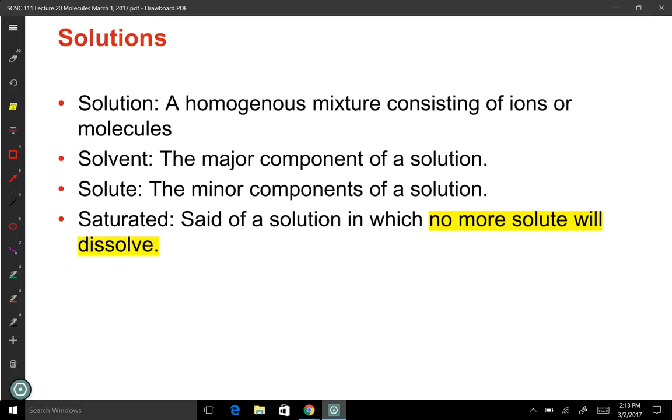Why am I shaking it up? Because I want it to dissolve if it will. And then I'm going to look to see if it dissolved. What do you see here? Nothing, it dissolved. Huzzah, this one was soluble. So that's how you're going to test the solubility.